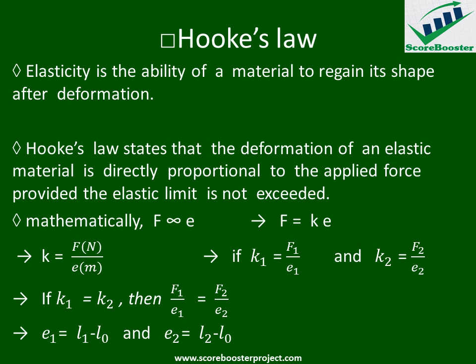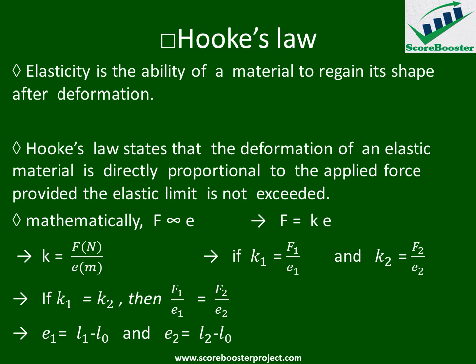Now, if you have more than one force and one extension, then for the first one, our constant of proportionality K1 will be equal to F1 over e1. And for the second parameters, our constant of proportionality K2 will be equal to F2 over e2. Now, if K1 is equal to K2, then we can say F1 over e1 is equal to F2 over e2.